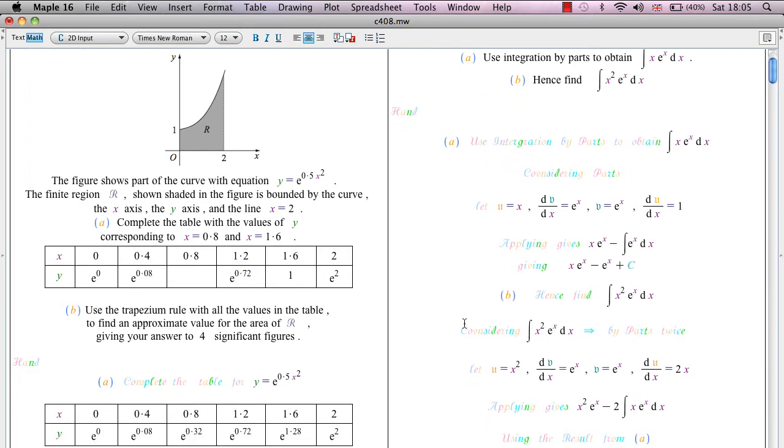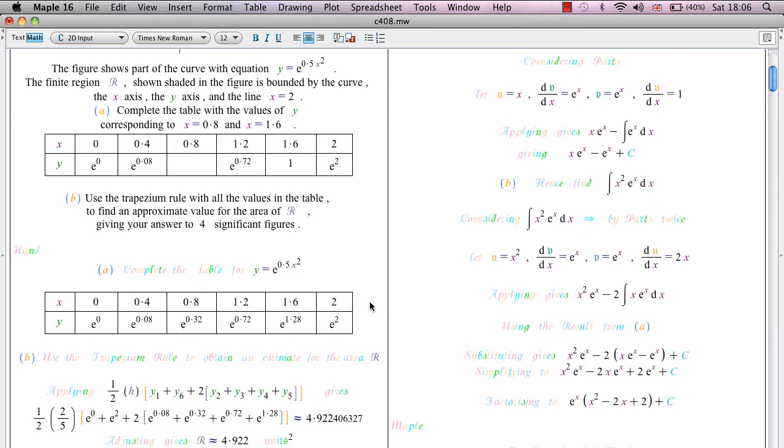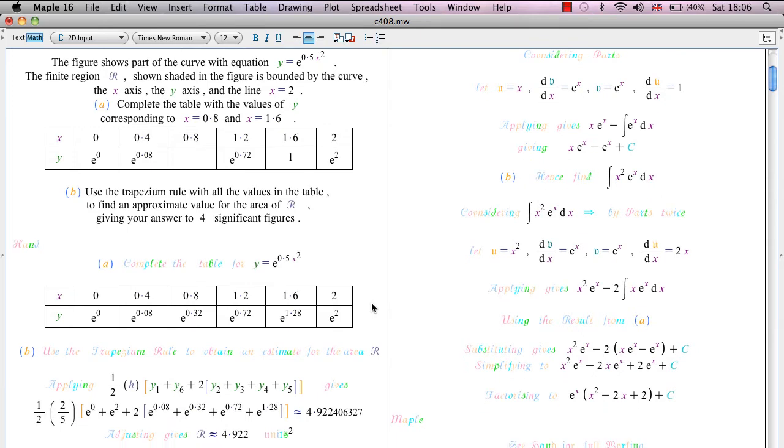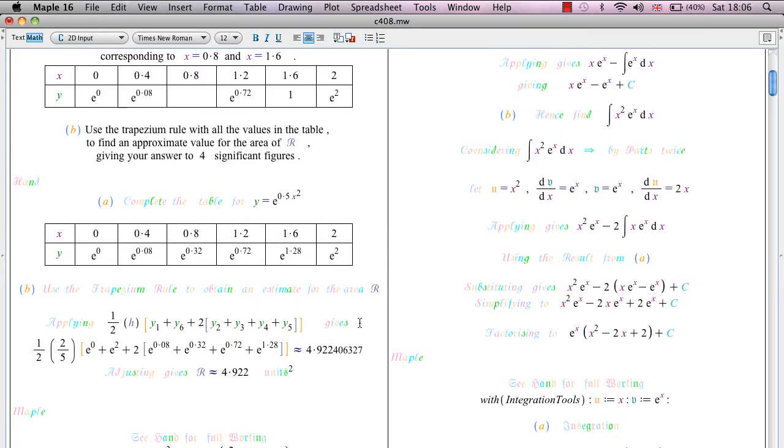So given the expression and substituting, completes the table in A, and applying the trapezium rule with the values in the table gives 4.922.